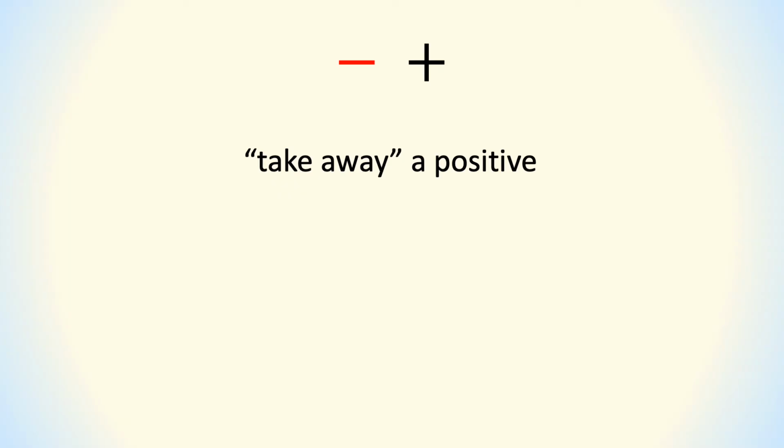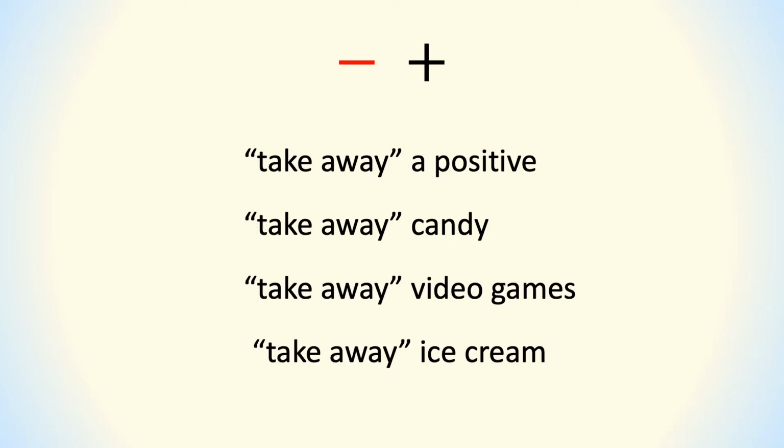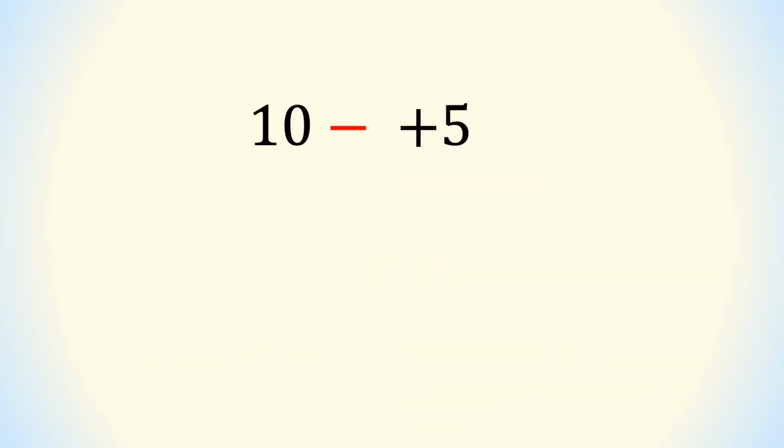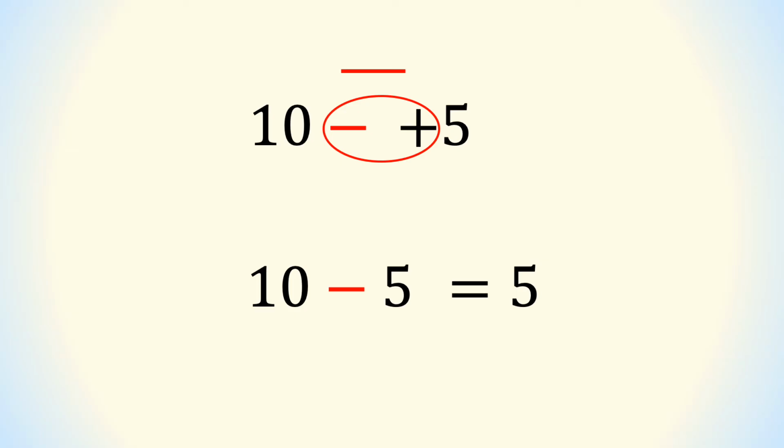Let's look at the example where we're taking away a positive. Taking away a positive is taking away something good, like taking away candy or video games or taking away ice cream. So when we take away something good, that's a bad thing. A minus positive can be changed into one negative sign. When we are subtracting a positive, change the two signs into one negative sign. Here we have 10 minus positive 5. Let's group the minus plus and instead change it to a minus. 10 minus 5 equals 5.